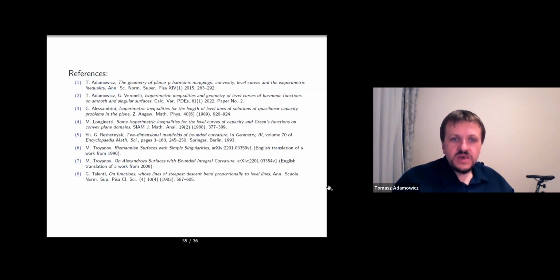And finally, a paper about the equations satisfied by the curvature of the level curve due to Talenti is number 8.